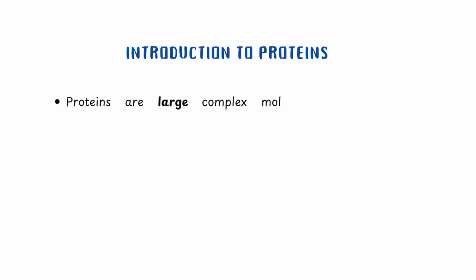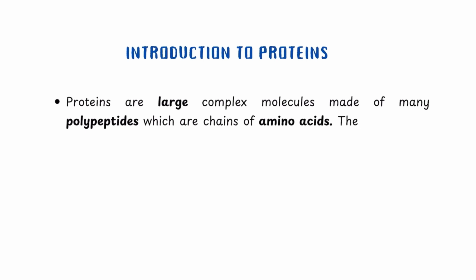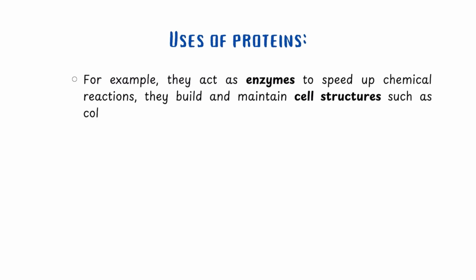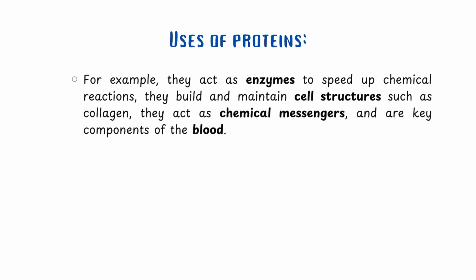Proteins are large complex molecules made of many polypeptides, which are chains of amino acids. They play many important roles in the body. For example, they act as enzymes to speed up chemical reactions, they build and maintain cell structures such as collagen, they act as chemical messengers, and are key components of the blood.